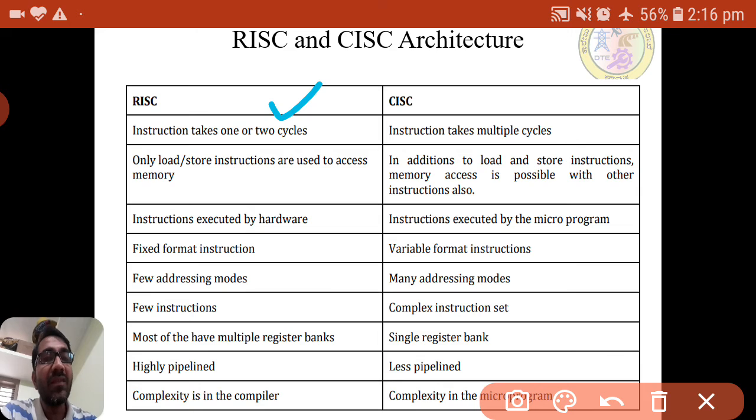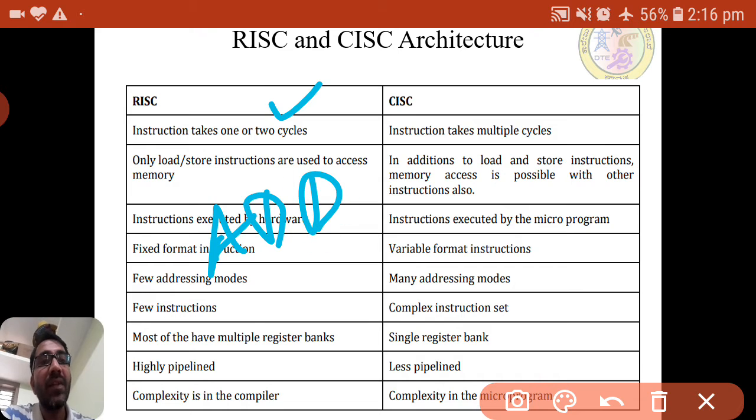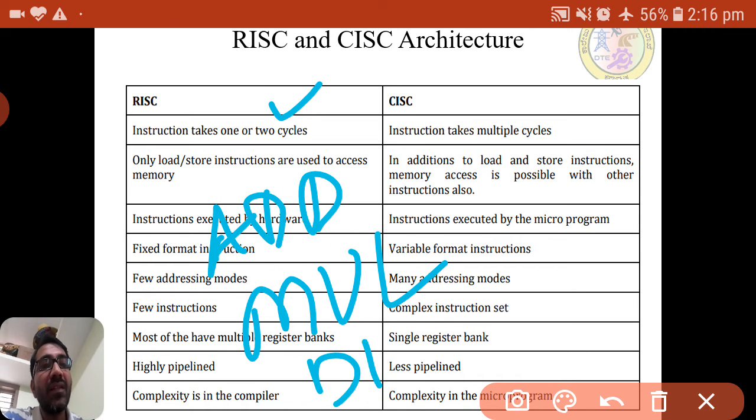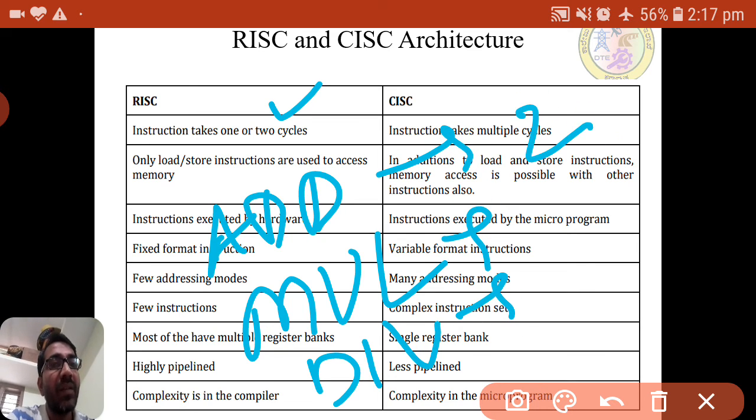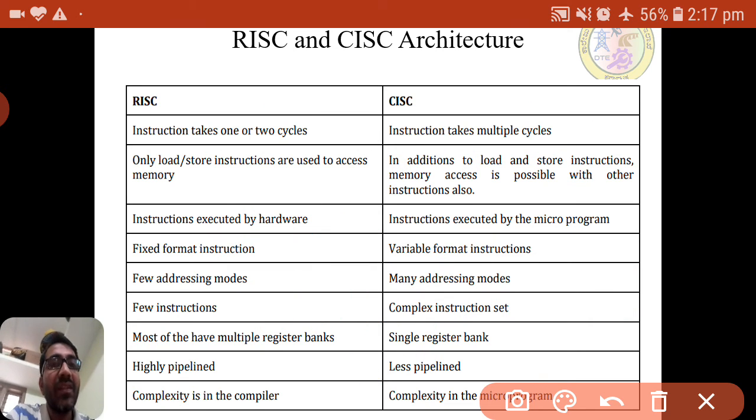So cycle means, basically, each instruction, for example addition, multiplication, division, will take some cycles, which we call machine cycles. It may be 1, 2, 3, like that. The meaning of cycles is how much time the instruction will take for execution. So RISC architecture will take 1 or 2 cycles and CISC architecture will take multiple cycles, more than RISC. Then only load and store instructions are used to access the memory.